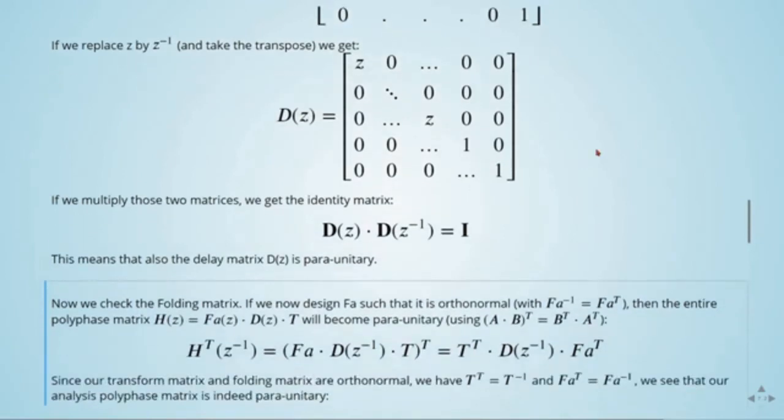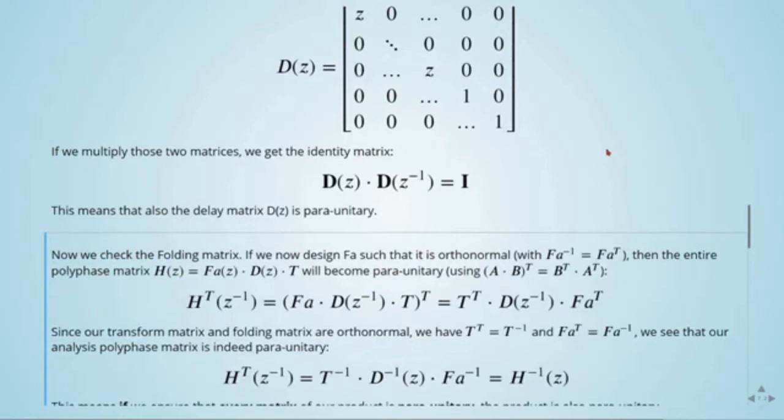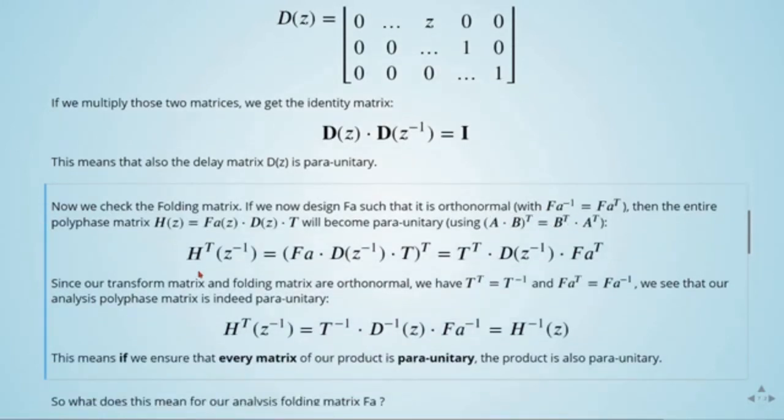Now we must check the folding matrix. If we now design FA such that it's orthonormal, so with FA to the power of minus 1 equal to FA transpose, then the entire polyphase matrix, which is made of this multiplication of the folding matrix times the delay matrix times the T matrix, will become para-unitary, using this property here. So here we have H transpose of z to the power of minus 1 equal to FA times the delay matrix of z to the power of minus 1 times T transposed, and we'll have this result here.